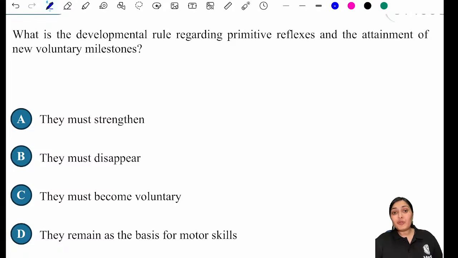What is the developmental rule regarding the primitive reflexes and the attainment of new voluntary milestones? The first option says they must strengthen, B, they must disappear, C, they must become voluntary, and D, they remain as the basis for the motor skills. What do you think is the correct answer over here? They must disappear. Option B is the correct answer. To attain new milestones, the primitive reflexes should disappear. To get into a new relationship, you have to forget your ex, right? So similarly, primitive reflexes must disappear so that new milestones can be attained.